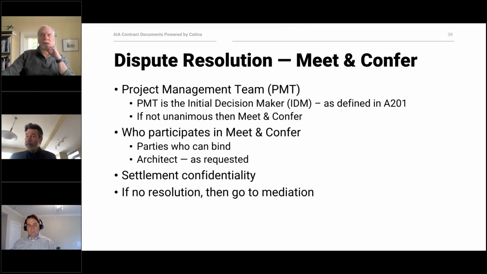But so we've added an extra step, but we think that that extra step is meritorious given the collaborative nature of the overall agreement.